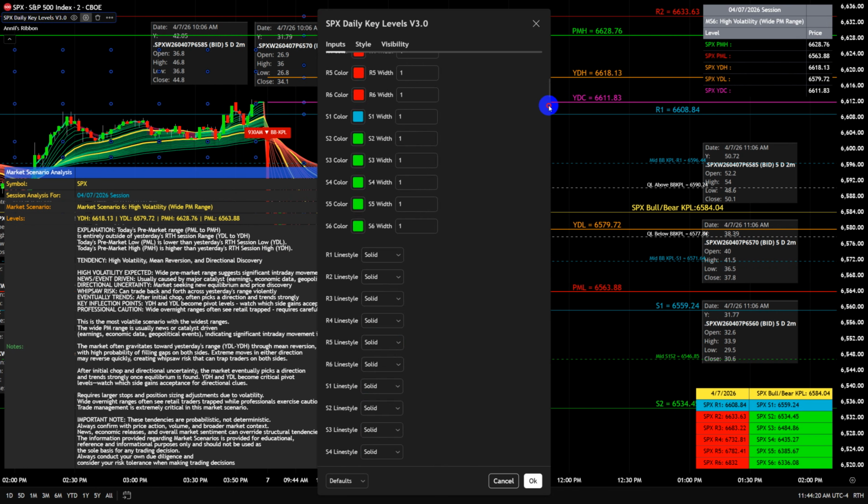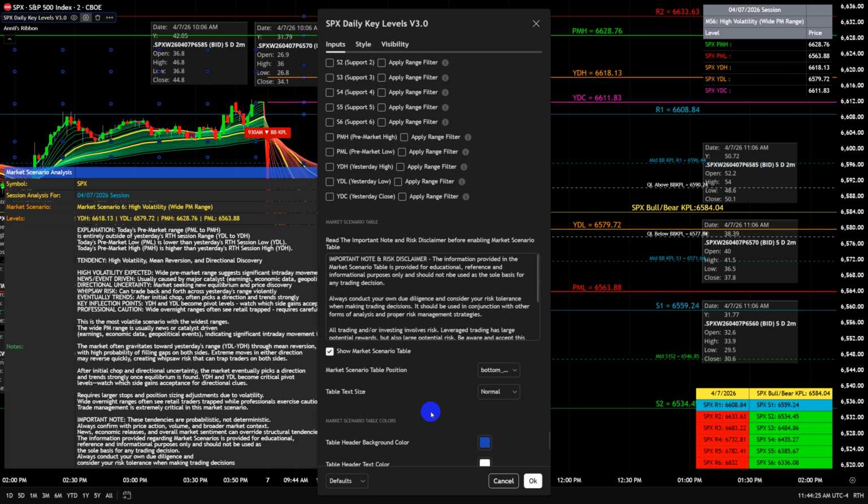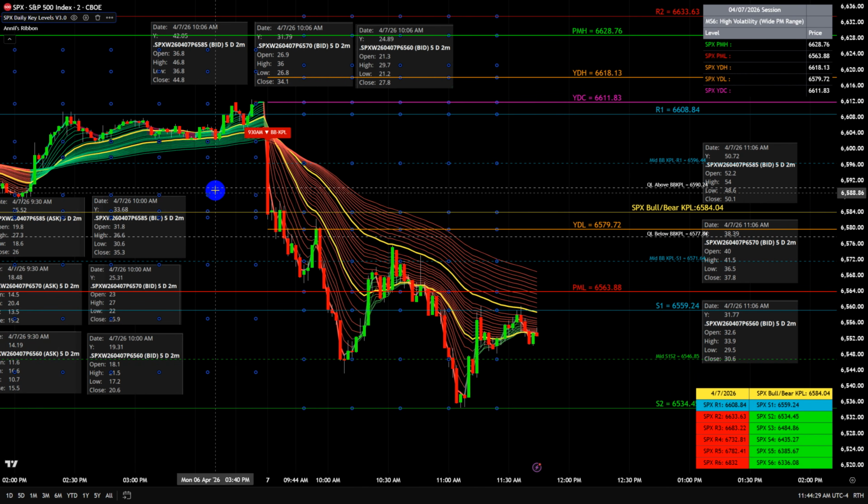We also have PDF one-page cheat sheets for the market scenarios if you don't want to have the market scenario table on your chart. The market scenario table is resizable. You can make it smaller or larger so it doesn't take up as much space if you don't prefer the default size. And I will go ahead and show you the PDF one-page cheat sheets now.